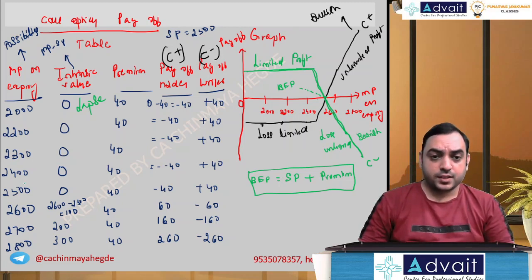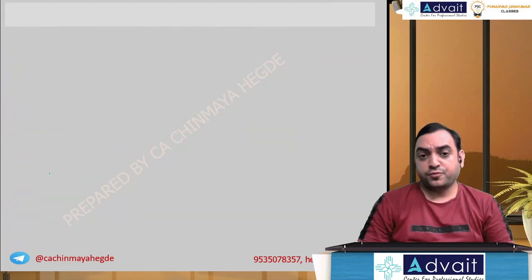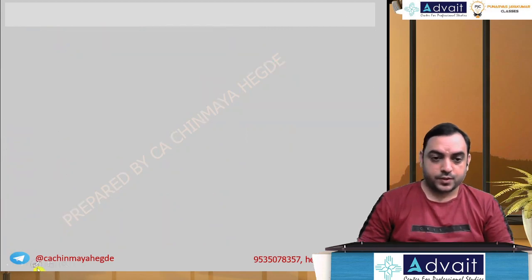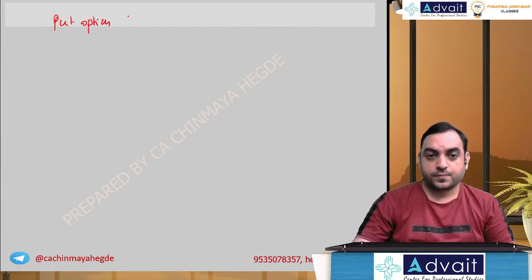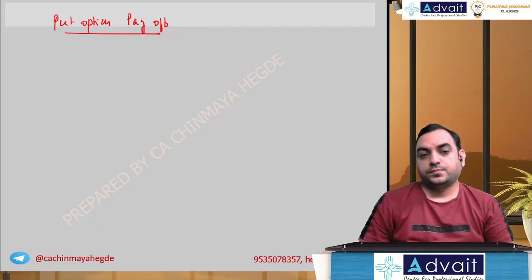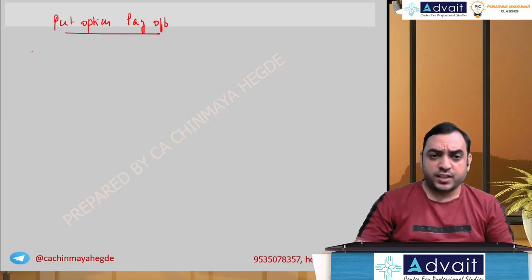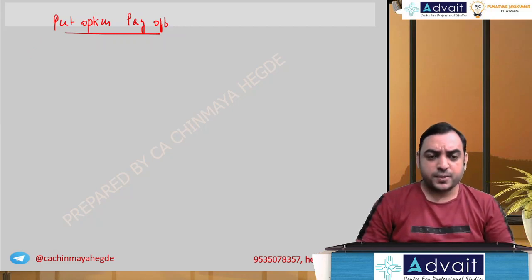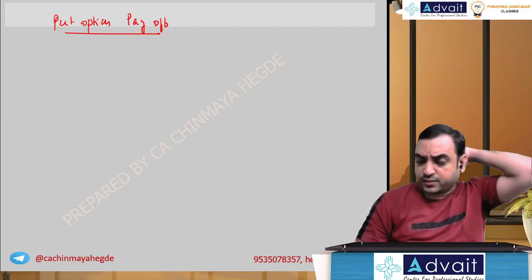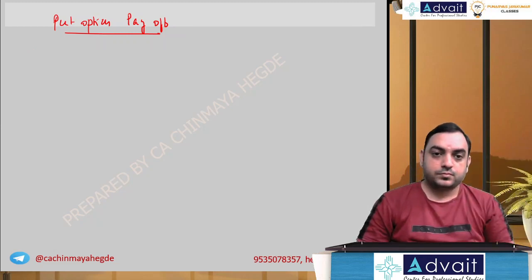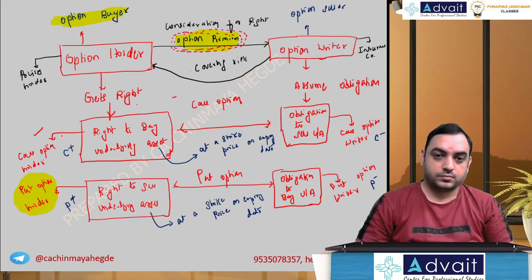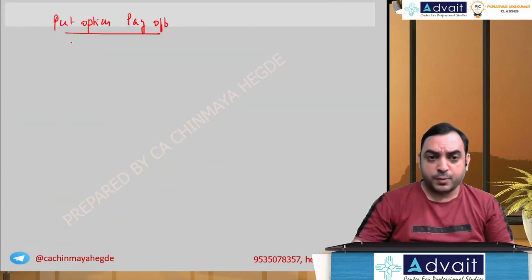Okay, I'll go further. Let's do now the put option payoff. Put option payoff also I'll take a similar one, but I'll reduce the market price on expiry. I don't want to write too many things. So first let me prepare the table, then I'll go for the graph.